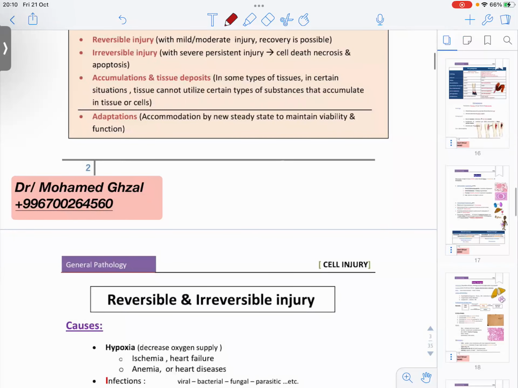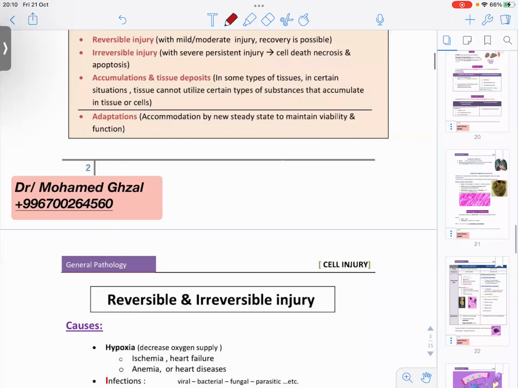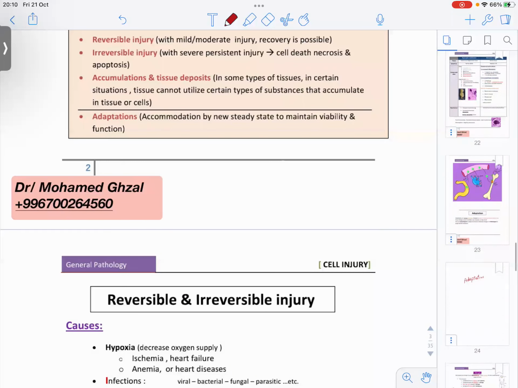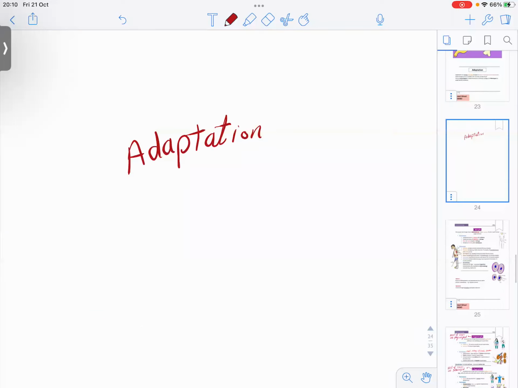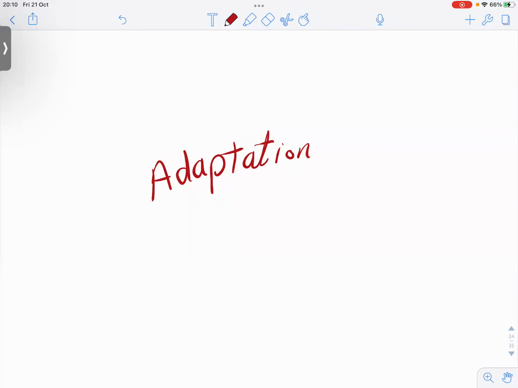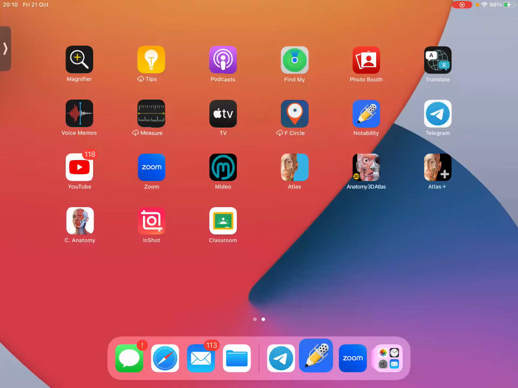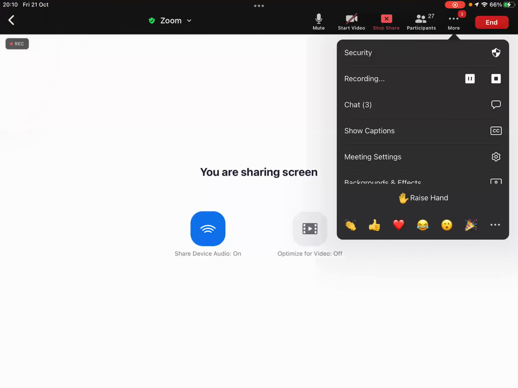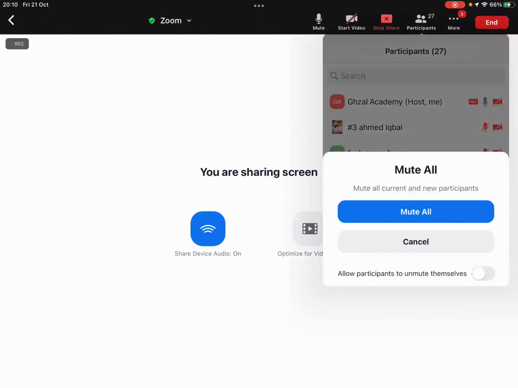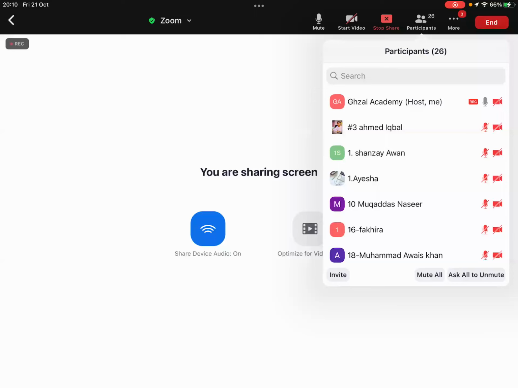So if I ask you, what does it mean, adaptation? What does it mean that the cell will adapt with something? So I'll open the mic and you can speak. So anybody know what does it mean, adaptation? Yeah, who's gonna share with me?